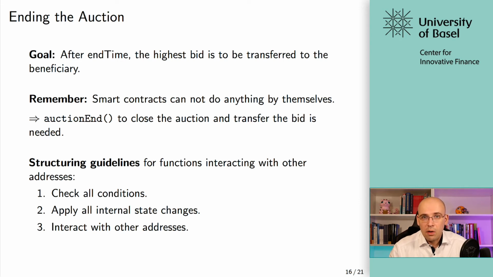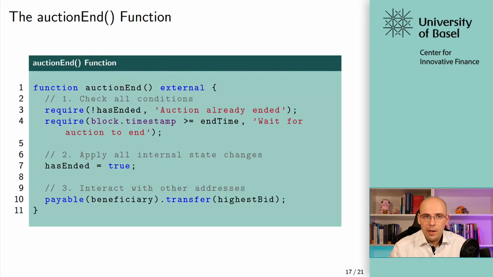What we're doing when we're structuring it, and that's again to prevent certain attacks from occurring, is we first check all the conditions. Second, we apply all internal state changes, and then third we interact with other addresses. And that's the auctionEnd function right here. So we set it as an external function again, because there's no reason why the contract itself should be able to interact with it. Here you have the check all conditions part, here you have the apply the state changes part, and here you have the interact with other addresses part.